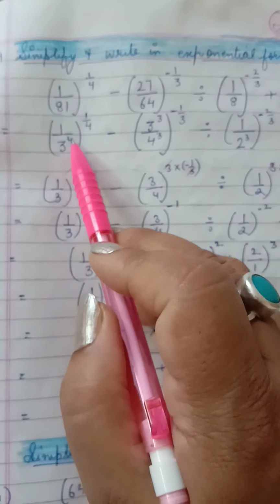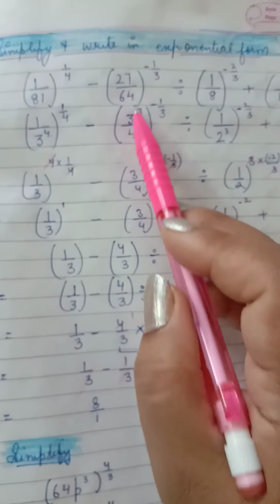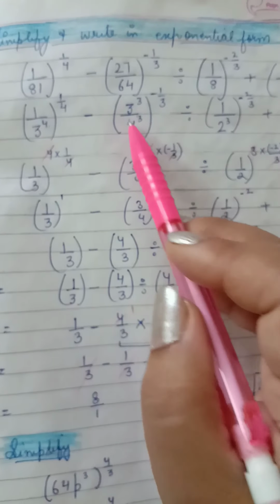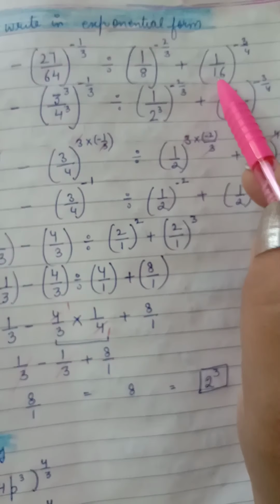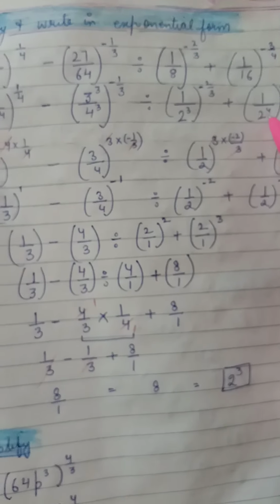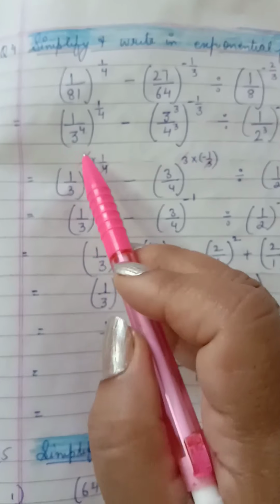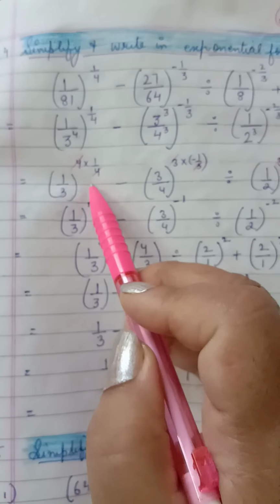81 can be written as 3 to the power 4. 27 can be written as 3 to the power 3. 64 can be written as 4 to the power 3. 8 can be written as 2 to the power 3. And 16 can be written as 2 to the power 4. Now we'll cancel the powers. Power 4 and into 1 by 4.